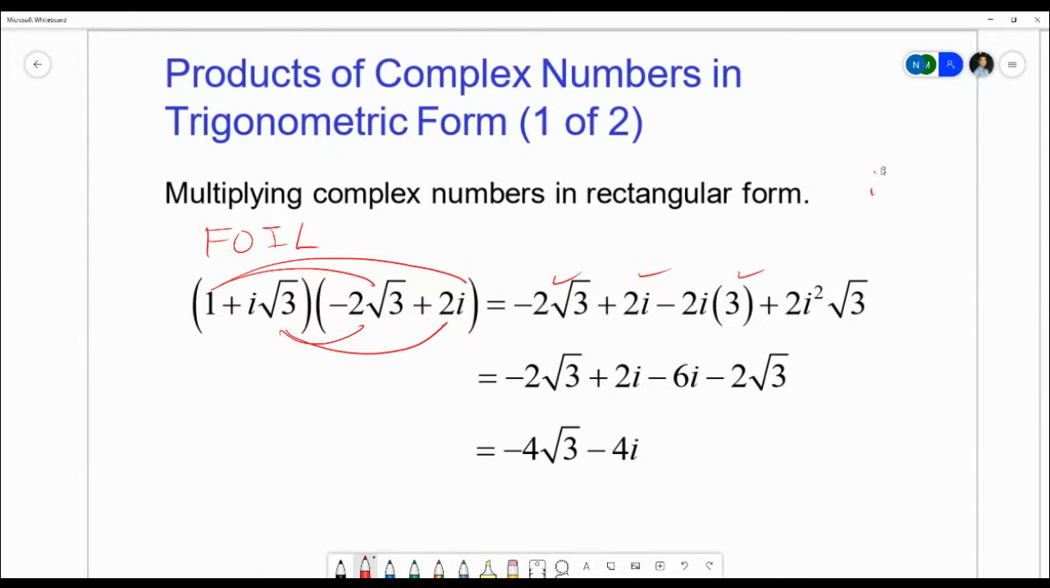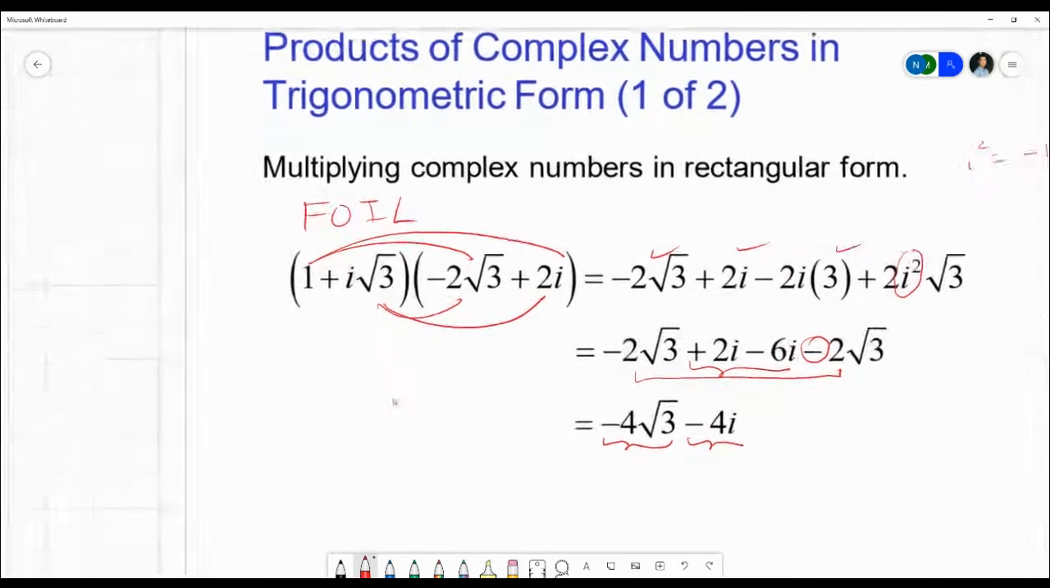So I told you before that i squared is equal to negative 1. So this i squared here becomes negative. Now we can combine like terms. 2 of these makes negative 4i. And these two become negative 4 square root of 3. So to multiply complex numbers in rectangular form, all you have to do is just to FOIL. Okay, let's do a practice problem.